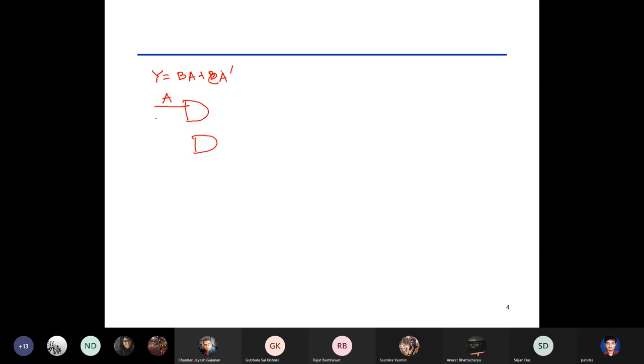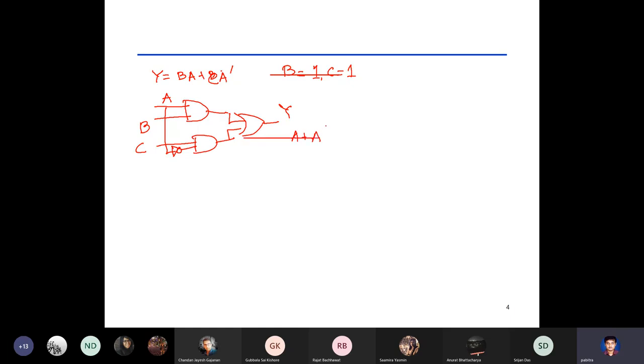A, B, C, and A prime. This is Y. Okay, so let's see, if B is 1 and C is 1, then Y is nothing but A plus A prime. So you can potentially have a static 1 glitch. So there is a static 1 hazard.